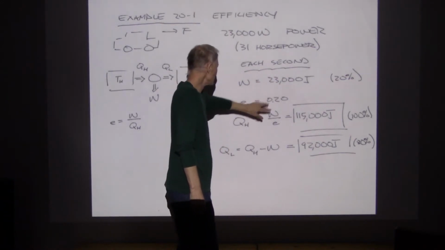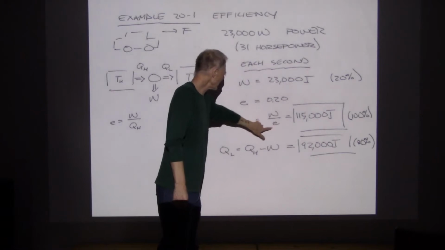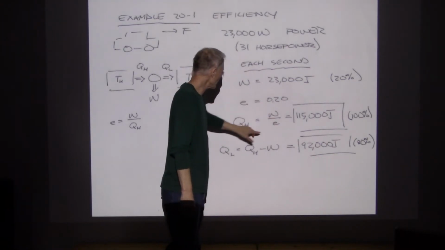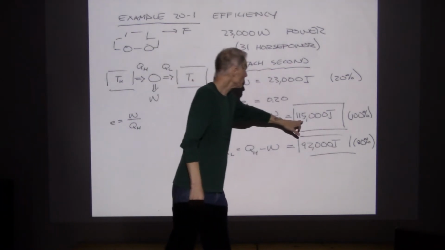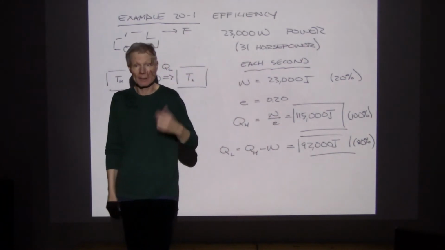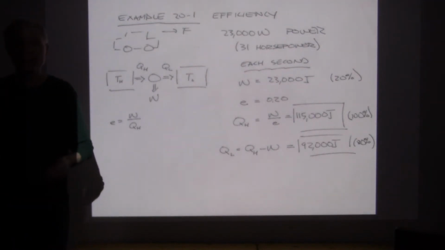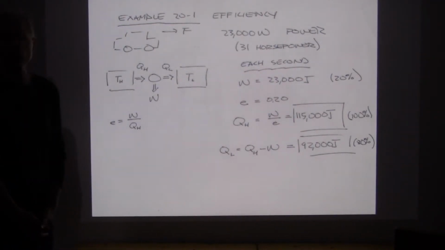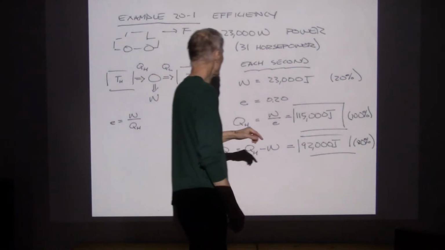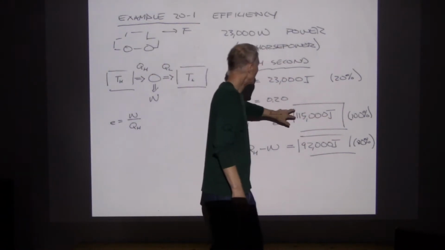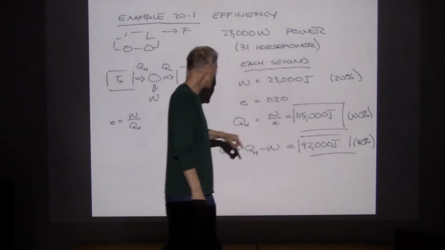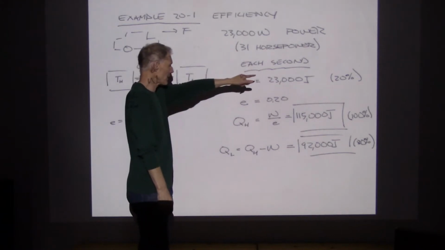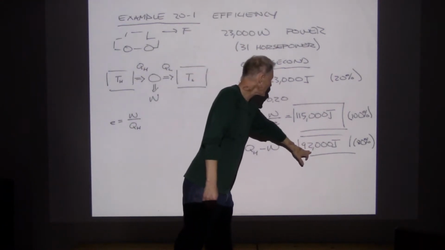So I set my efficiency equal to 20, and then I took my efficiency equation and flipped it around to solve for the QH, and it turns out this car is generating in the engine, in the combustion chamber, 115,000 watts. So that's 100% of the energy that's being generated. It's much more powerful than what this work rating is. And that's because 80% of the energy is going right into the environment.